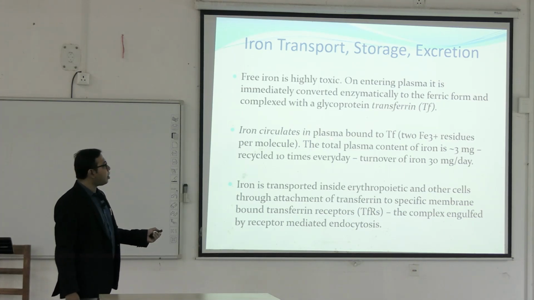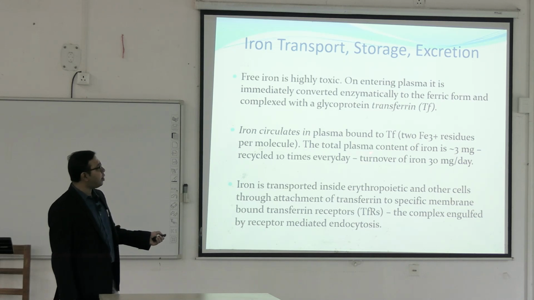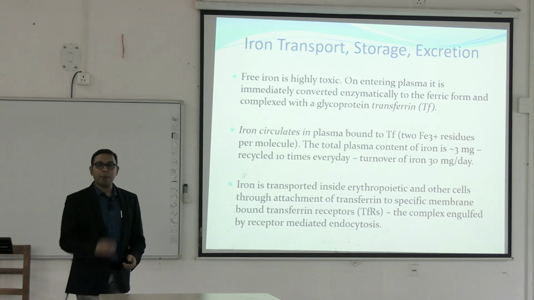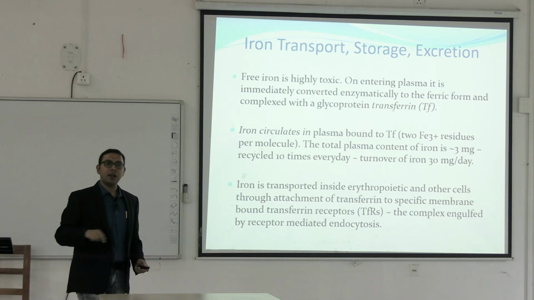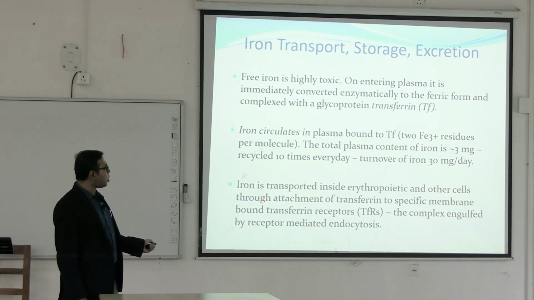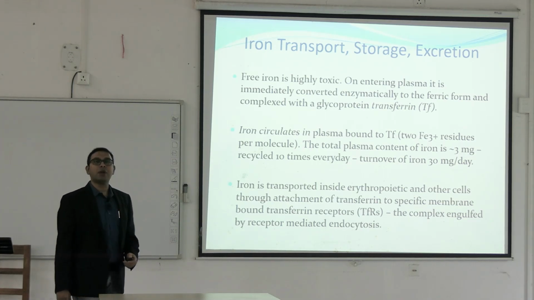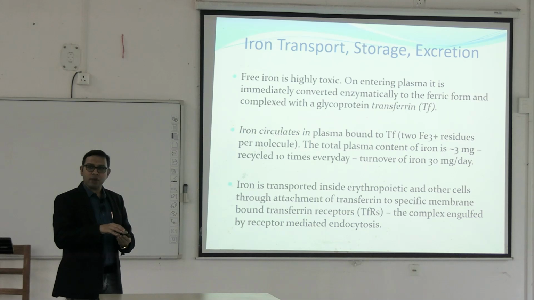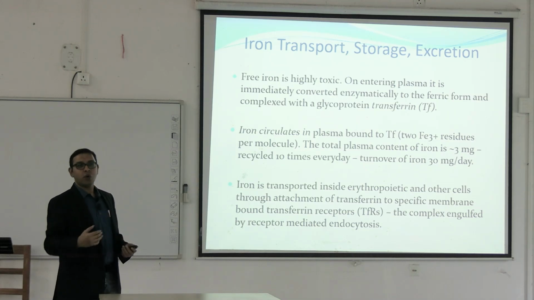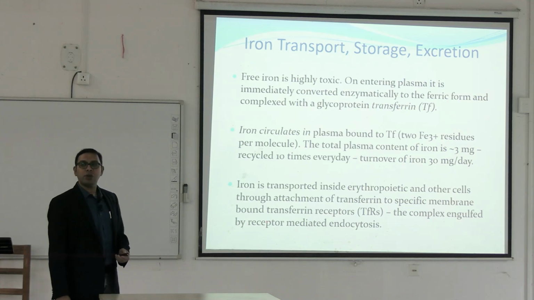Iron circulates in plasma bound to transferrin, usually 2 ferric residues per molecule, and the total plasma content of iron is 3 milligram. That recycles 10 times every day, and turnover of iron is 30 milligram per day. So ultimately recycling happens and again it will continue. Iron is transported inside erythropoietic and other cells through the attachment of the transferrin to specific membrane bound transferrin receptors. So ultimately transferrin attaches with the transferrin receptor and then they are engulfed within the cells or reticuloendothelial cells by means of receptor mediated endocytosis.